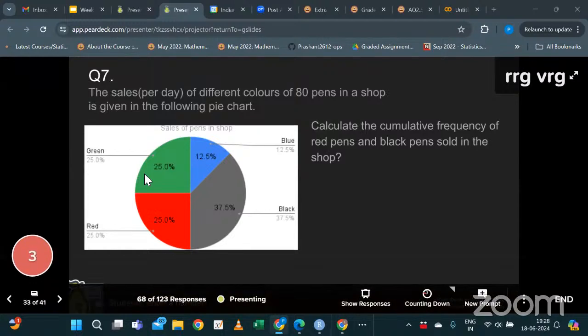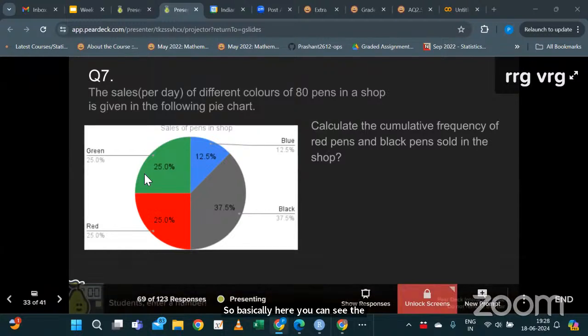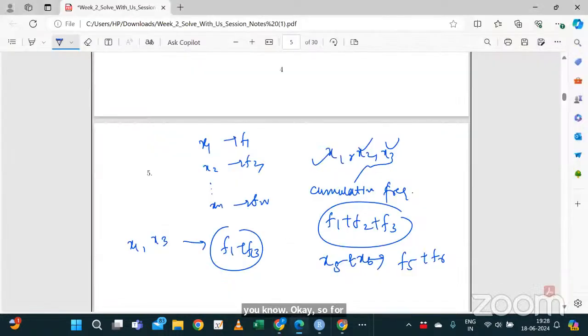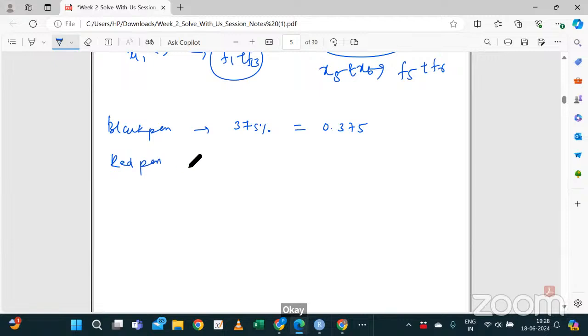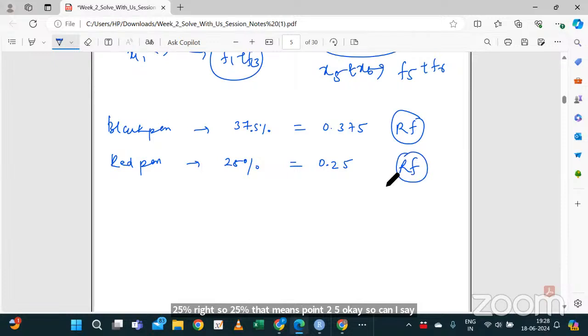So basically here you can see the concepts involved. For black pen and red pen, for black it's 37.5 and for red it's 25. For black pen, what is the percentage? 37.5%, right? So can I say this is 0.375? And for red pen, 25%, that means 0.25. So can I say this is the relative frequency or not? Yes, sir. And you have total observation, which is 80, correct?